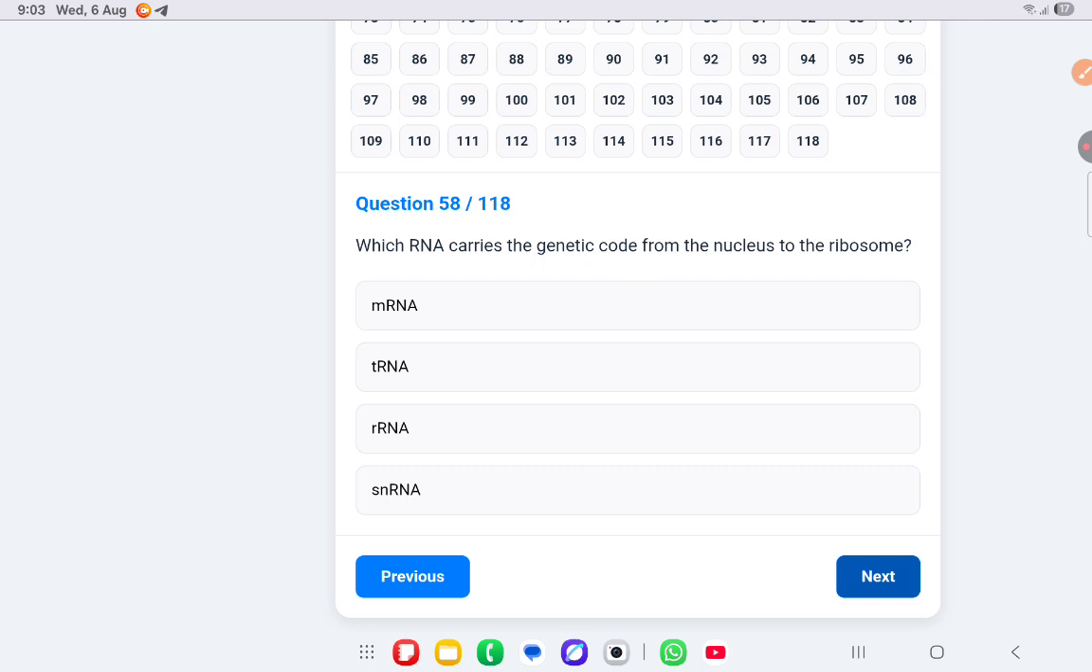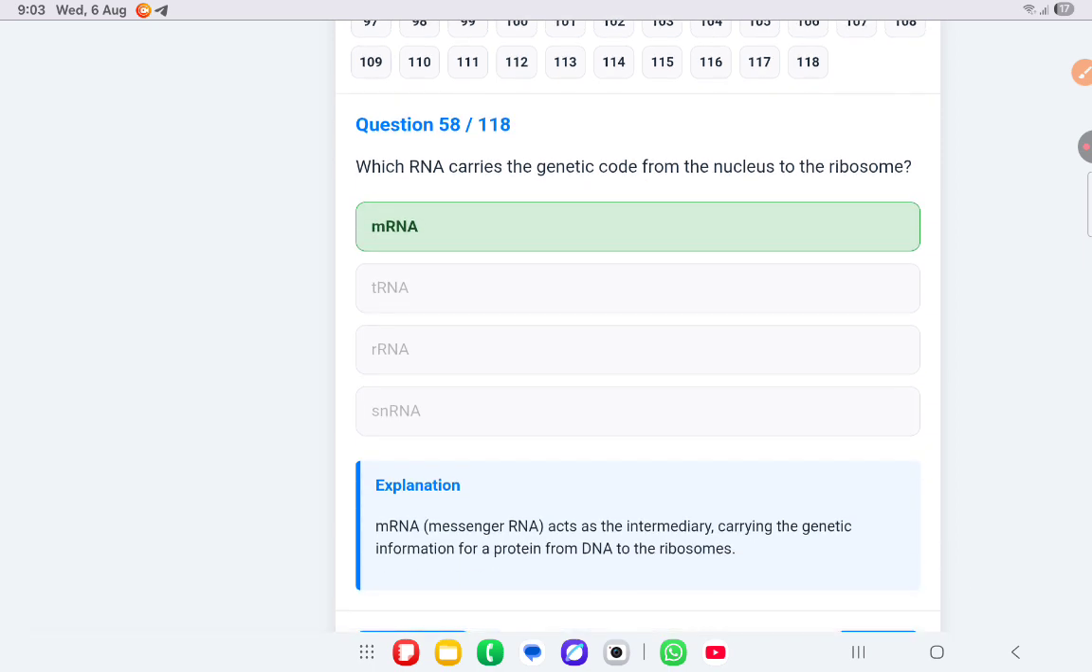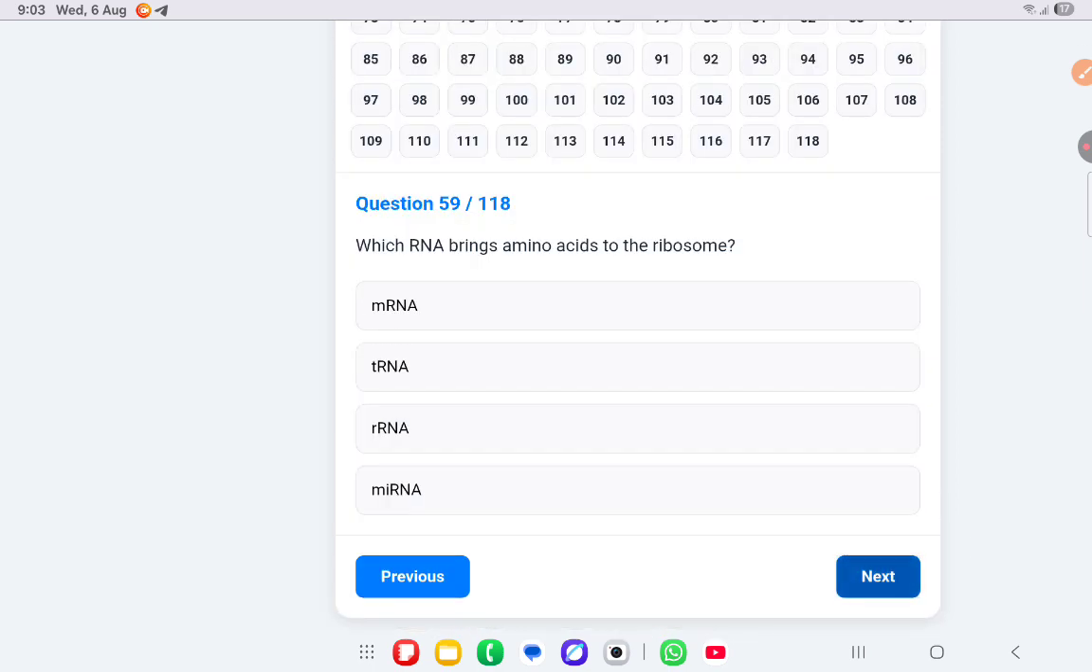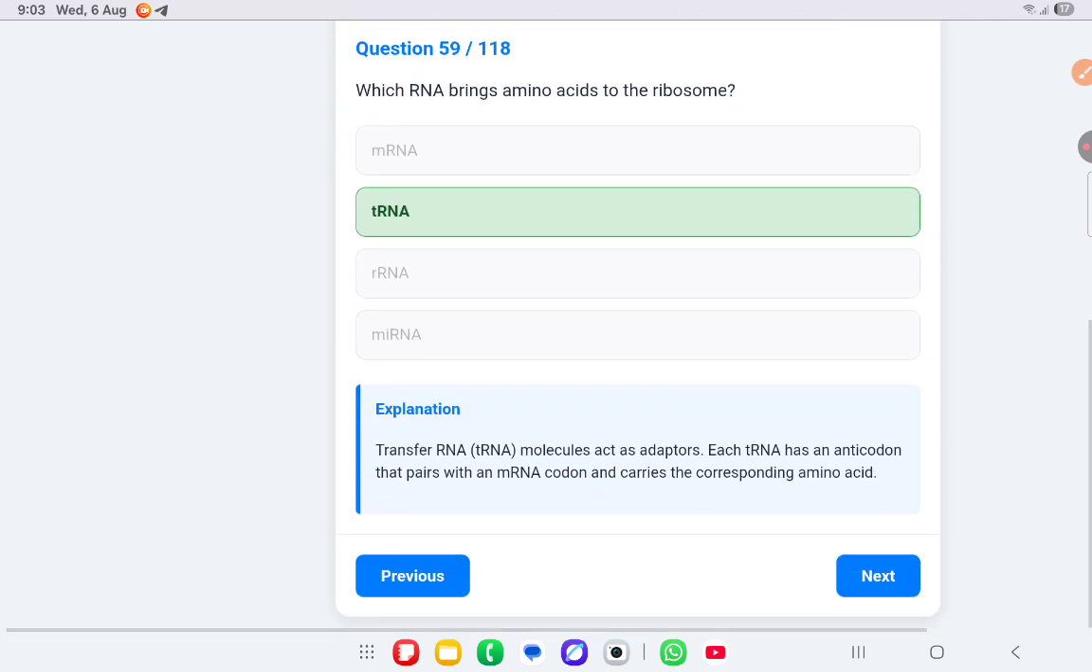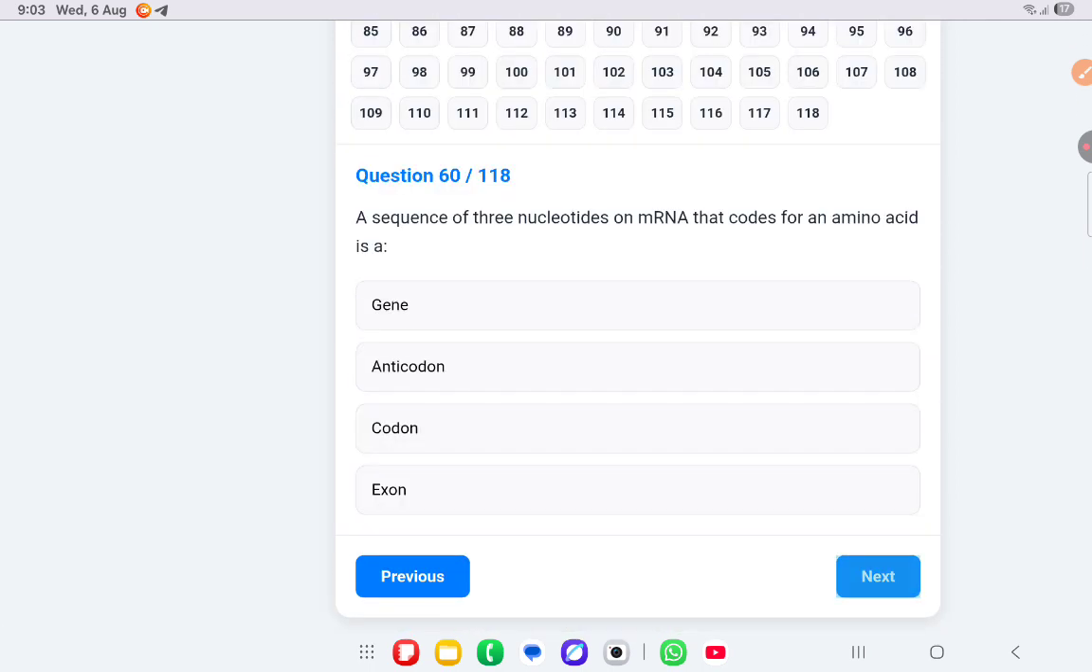Next, which RNA carries the genetic code from the nucleus to the ribosome? That's mRNA. क्या होता है वो? mRNA. Next, which RNA brings amino acid to the ribosome? वो क्या होता है? tRNA. क्या होता है वो? tRNA.